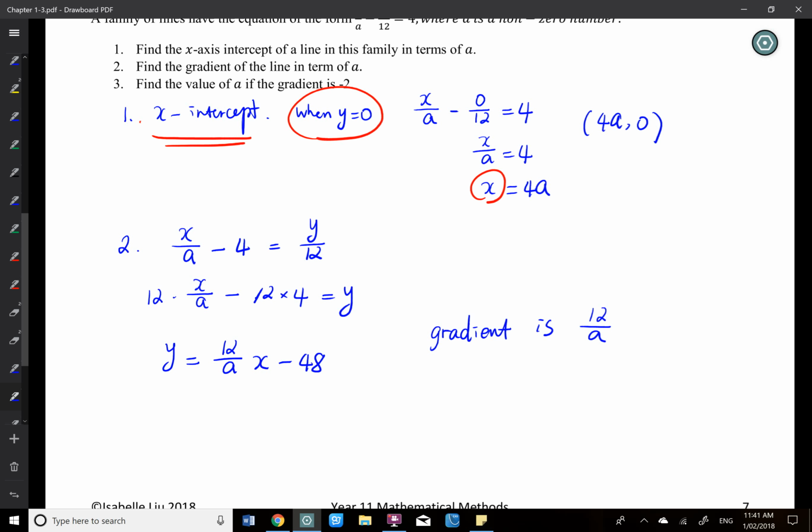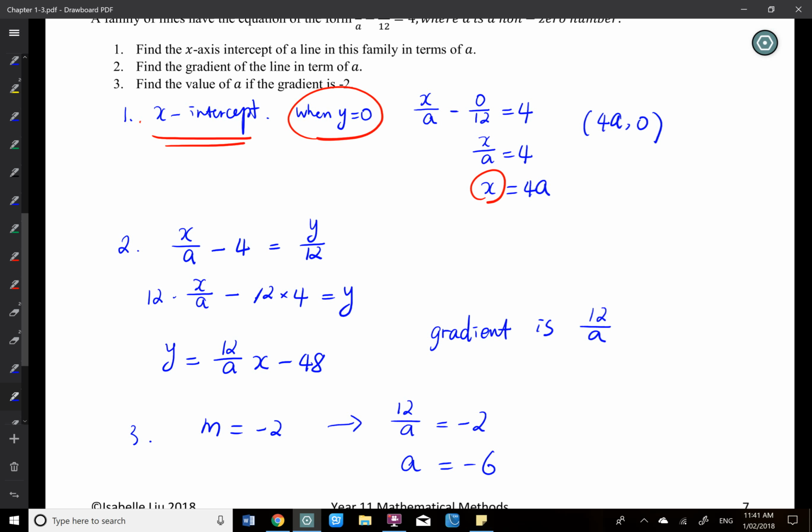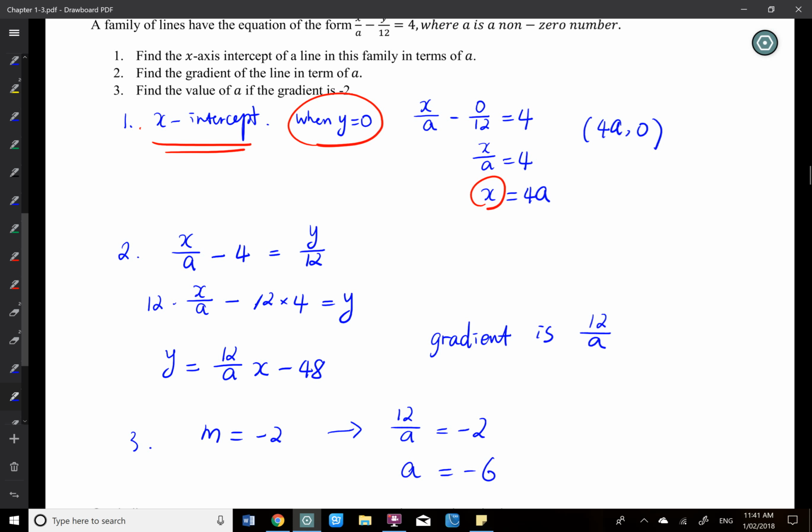So question 3 is quite easy to do. Find the value of a if the gradient equals negative 2. So gradient equals negative 2 gives you that 12 over a equals negative 2, and a equals negative 6. That's the type of question given to you in the textbook.